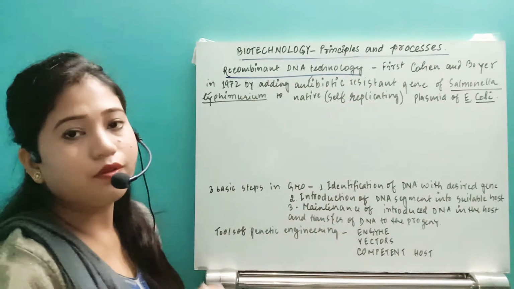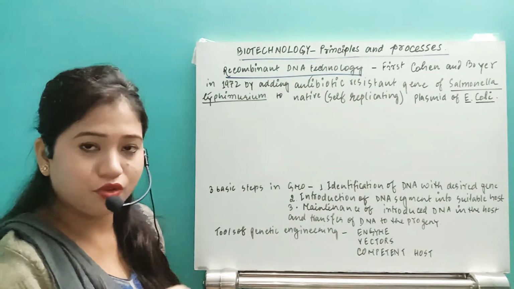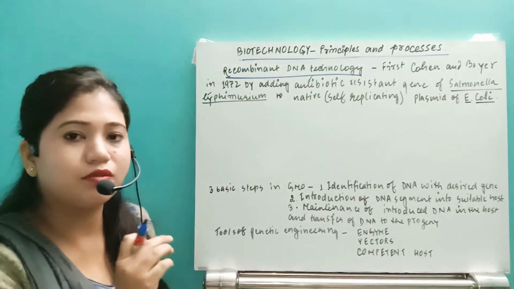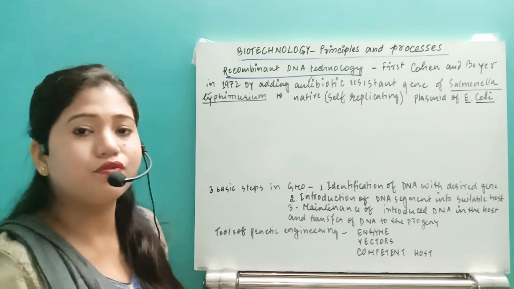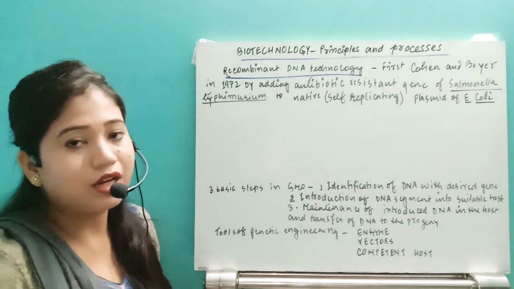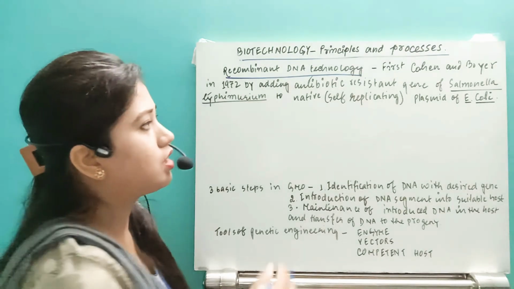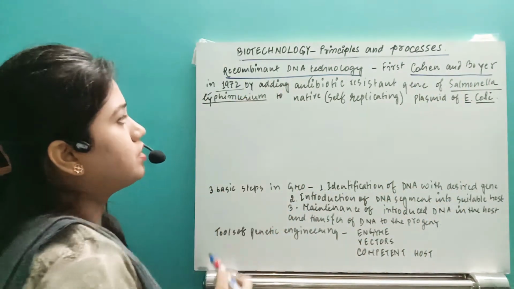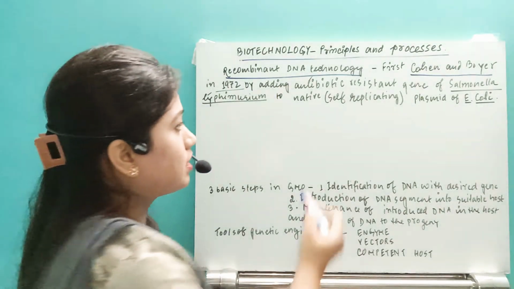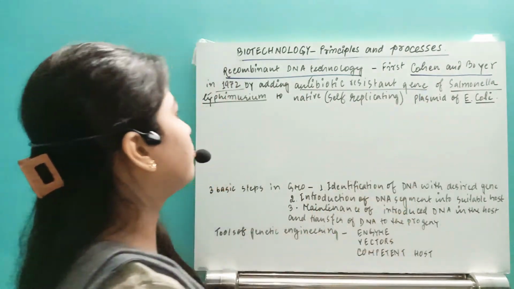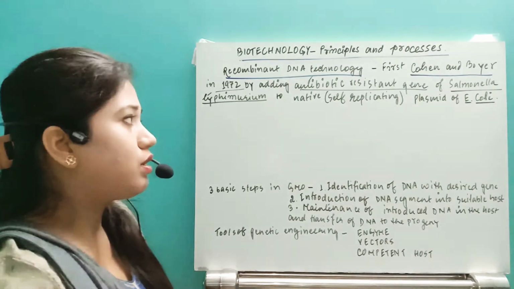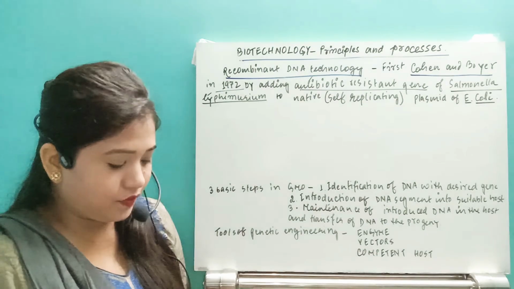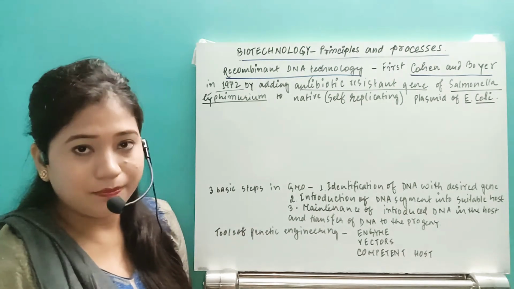Okay, so first of all we should know what the process is. We'll see in detail, but first we need to know which scientists first introduced recombinant DNA technology to the world. The scientists Cohen and Boyer, in 1972, added the antibiotic resistant gene of Salmonella typhimurium to a native self-replicating plasmid of E. coli. So we will see what that actually means, right?